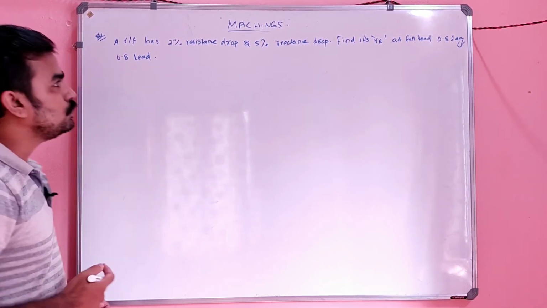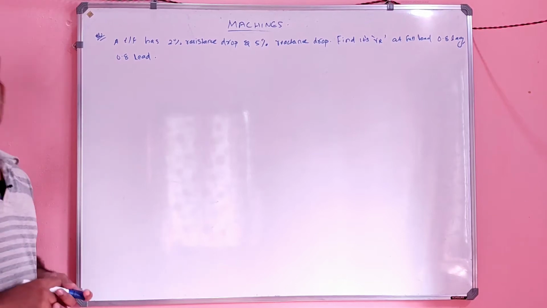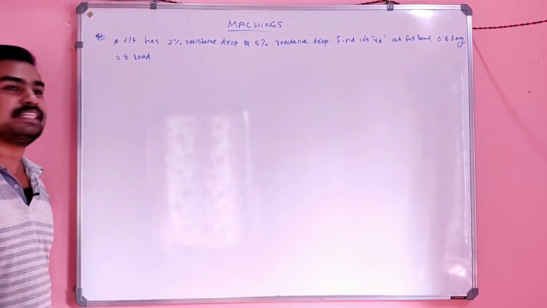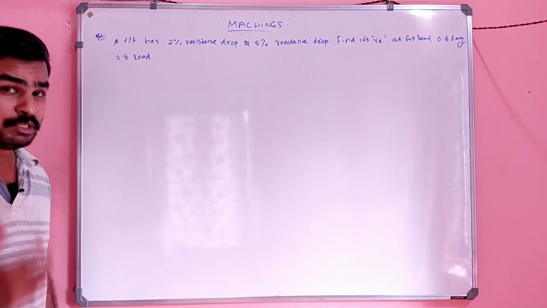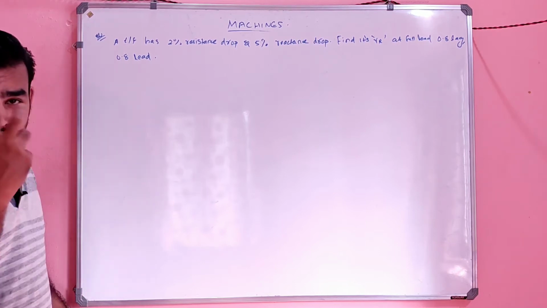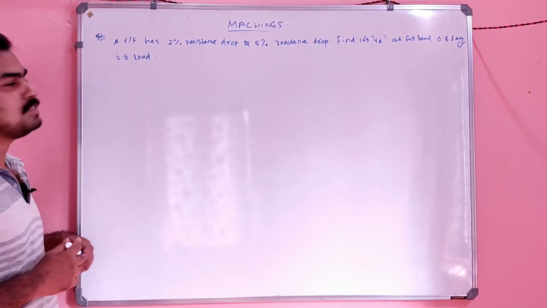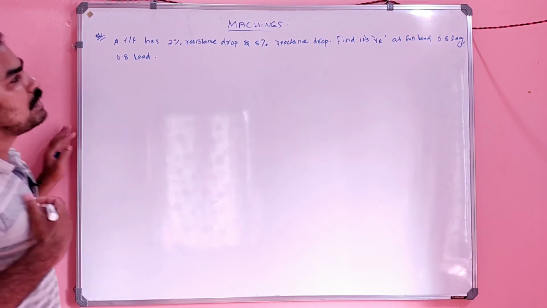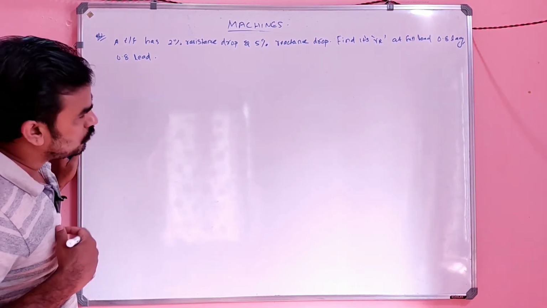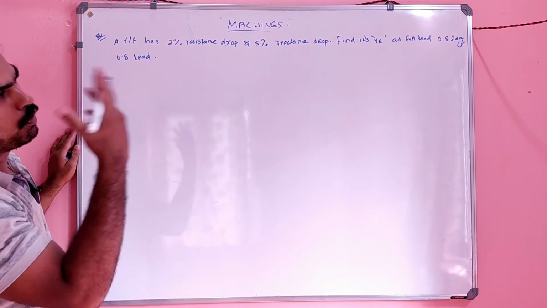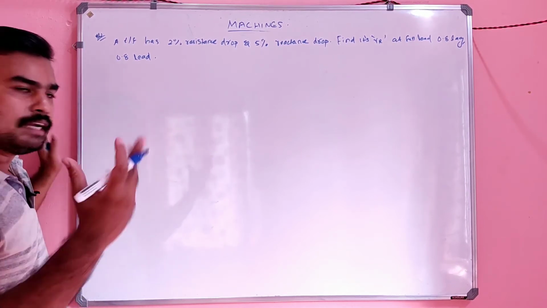How can we do this? There we seek the help of the per unit system. Let's see how it is done. A transformer has 2% resistance drop and 5% reactance drop. Find the voltage regulation at full load 0.8 lag and full load 0.8 lead.